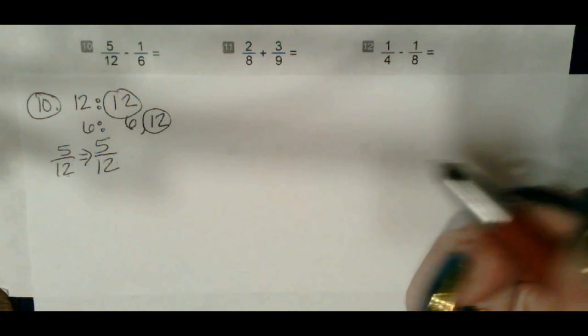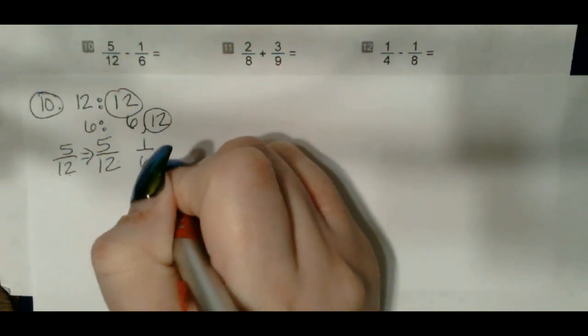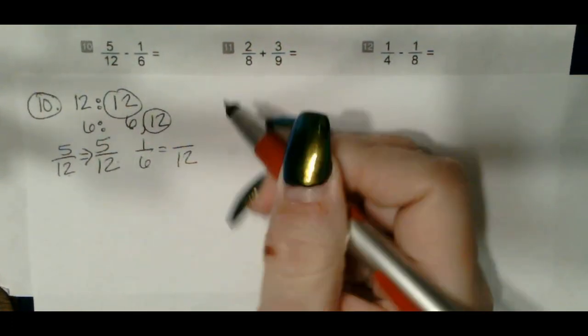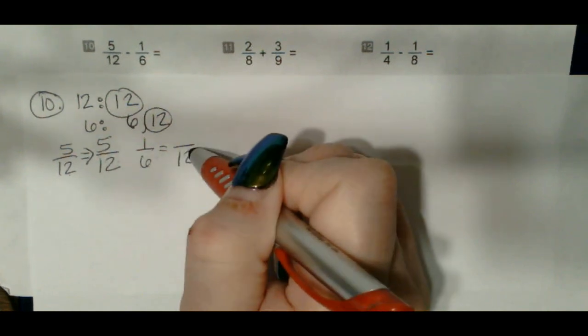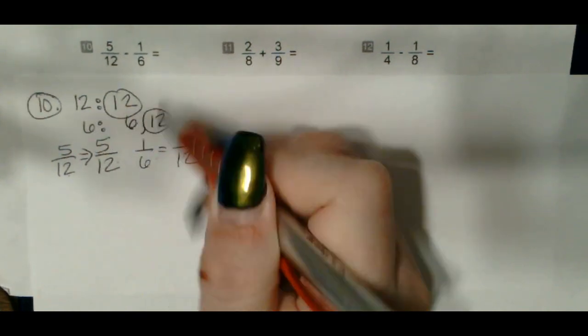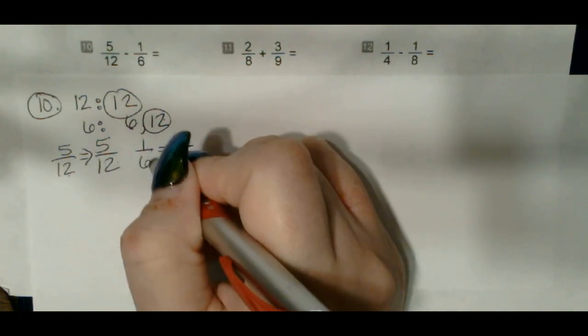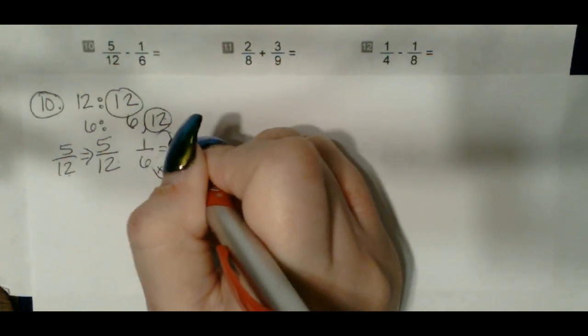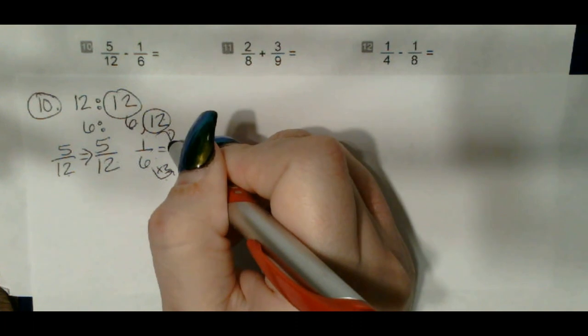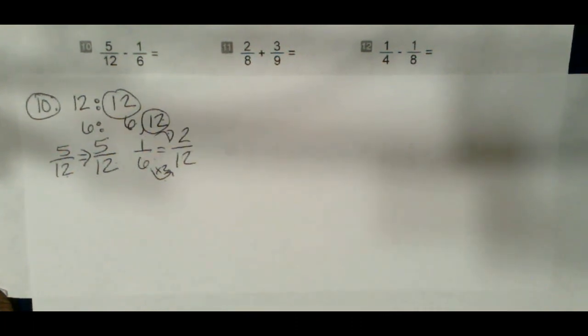All right, 5/12. I got to rewrite with my new LCD. Well, 12 is already the denominator, so I'm going to keep it the same. So that just stays 5/12. Now 1/6. 6 times what gives me 12? 1, 2. So I'm going to multiply by 2. Whatever you do on the bottom, you have to do on the top. So 1 times 2 would give me 2.